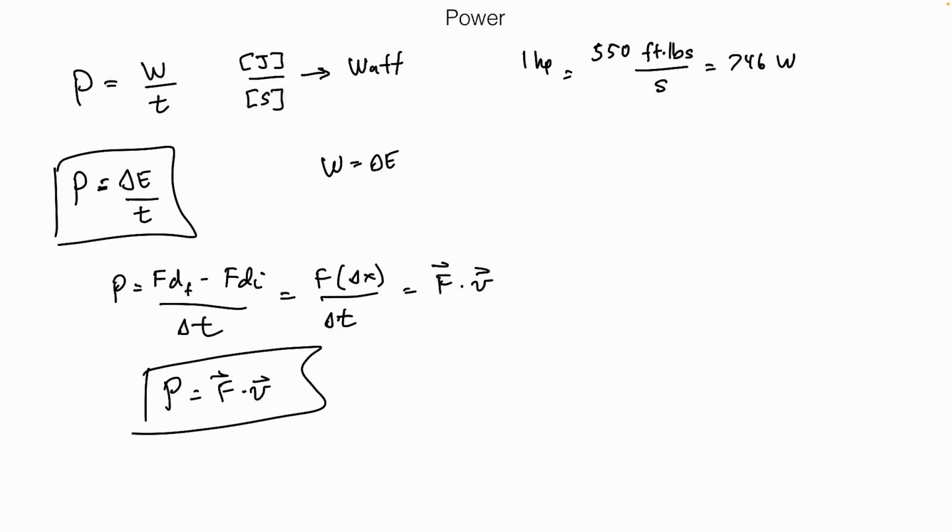But can we game the system? Instead of 550 pounds through 1 foot in 1 second, what would happen if I did 225 pounds through 2 feet in 1 second? That's the same value, isn't it? Or 112.5 pounds through a distance of 4 feet in 1 second. Because 4 times 112 is still 550, isn't it? So, do you see how we can game the system here?